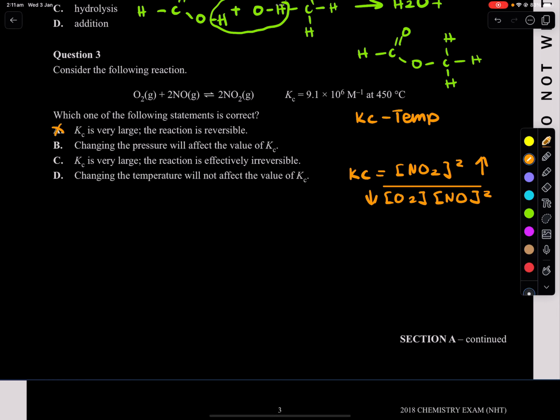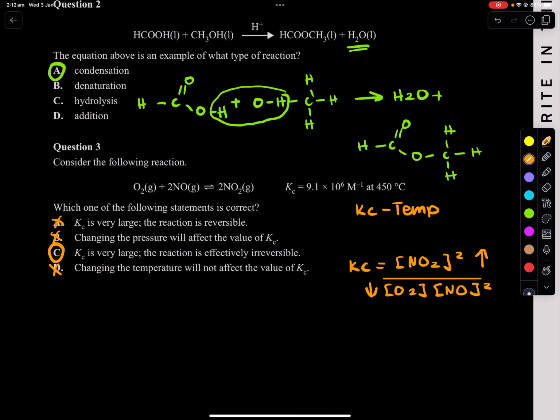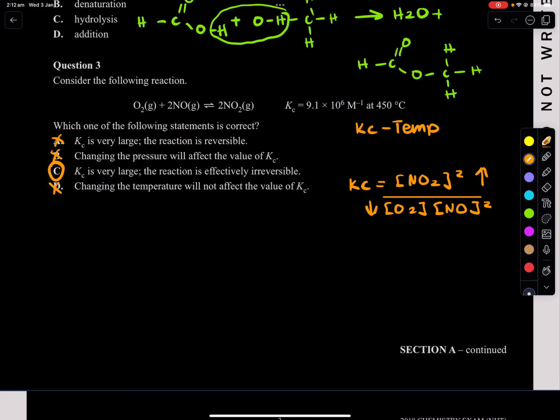When Kc is large, the reaction tends to be irreversible. So it's not A. Changing the pressure will affect the Kc value? No, remember, only temperature does. Kc is very large, the reaction is effectively irreversible. Yeah, true. Changing the temperature will not affect the Kc value? Absolutely not. Changing temperature will affect the Kc value. So I think only C would be the most suitable answer here. Just remember, normally when Kc values are very large, the reaction tends to be irreversible.